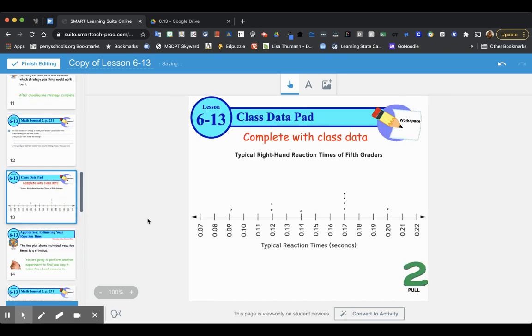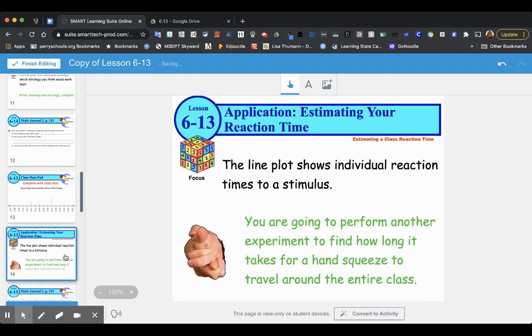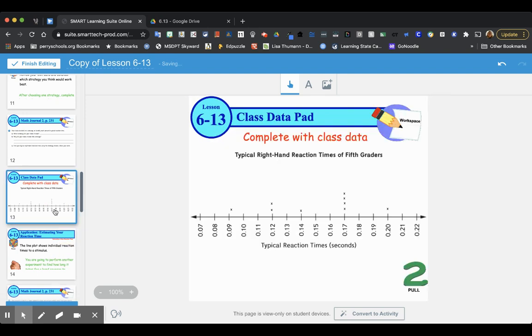Here I've created a line plot of some 5th grade data. Obviously, it's not a whole class worth, but we have some data here. We range from 900ths up to 2000ths, and we see we've got 2 at the 12, 1 at 14, and 4 at 1700ths, or 17 seconds. Feel free to pause on this slide if you need it to do any of your work.